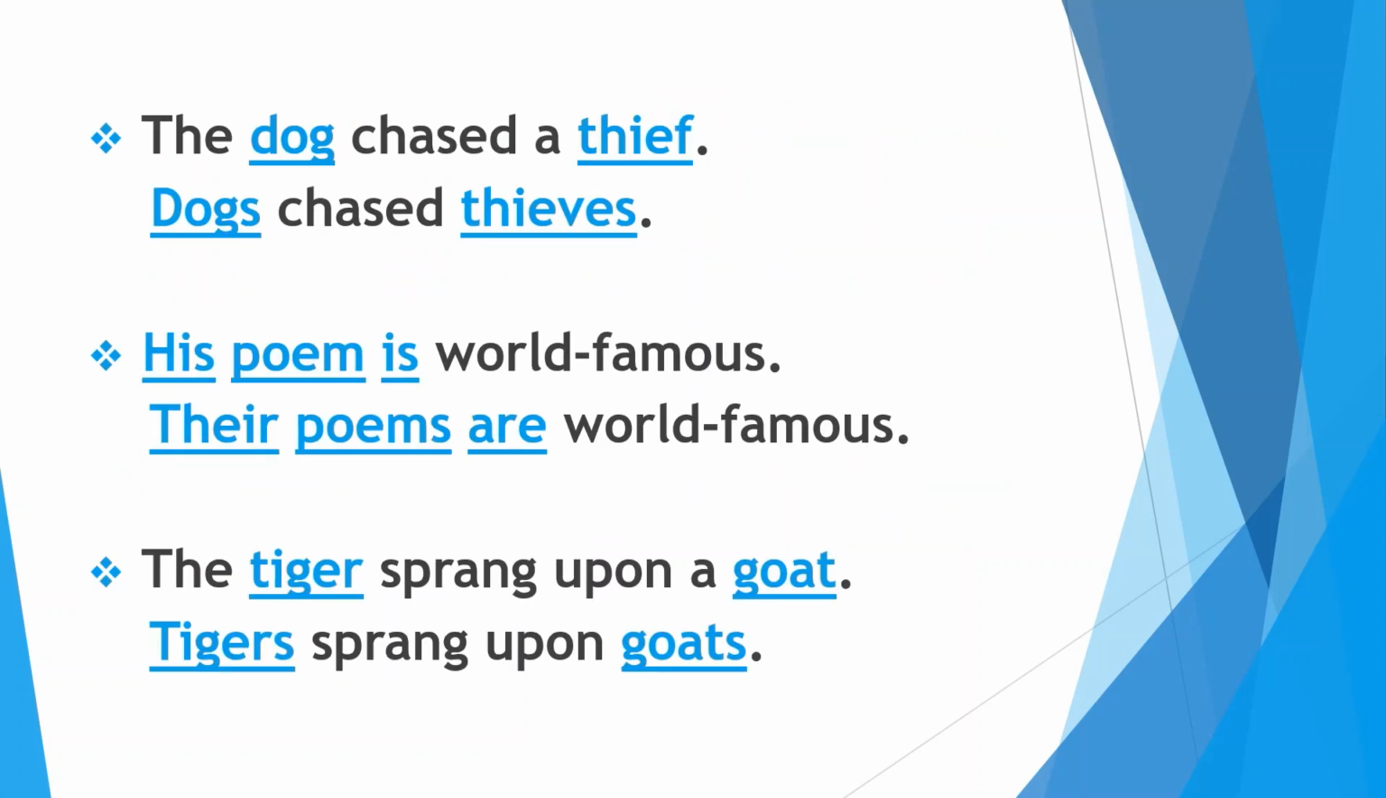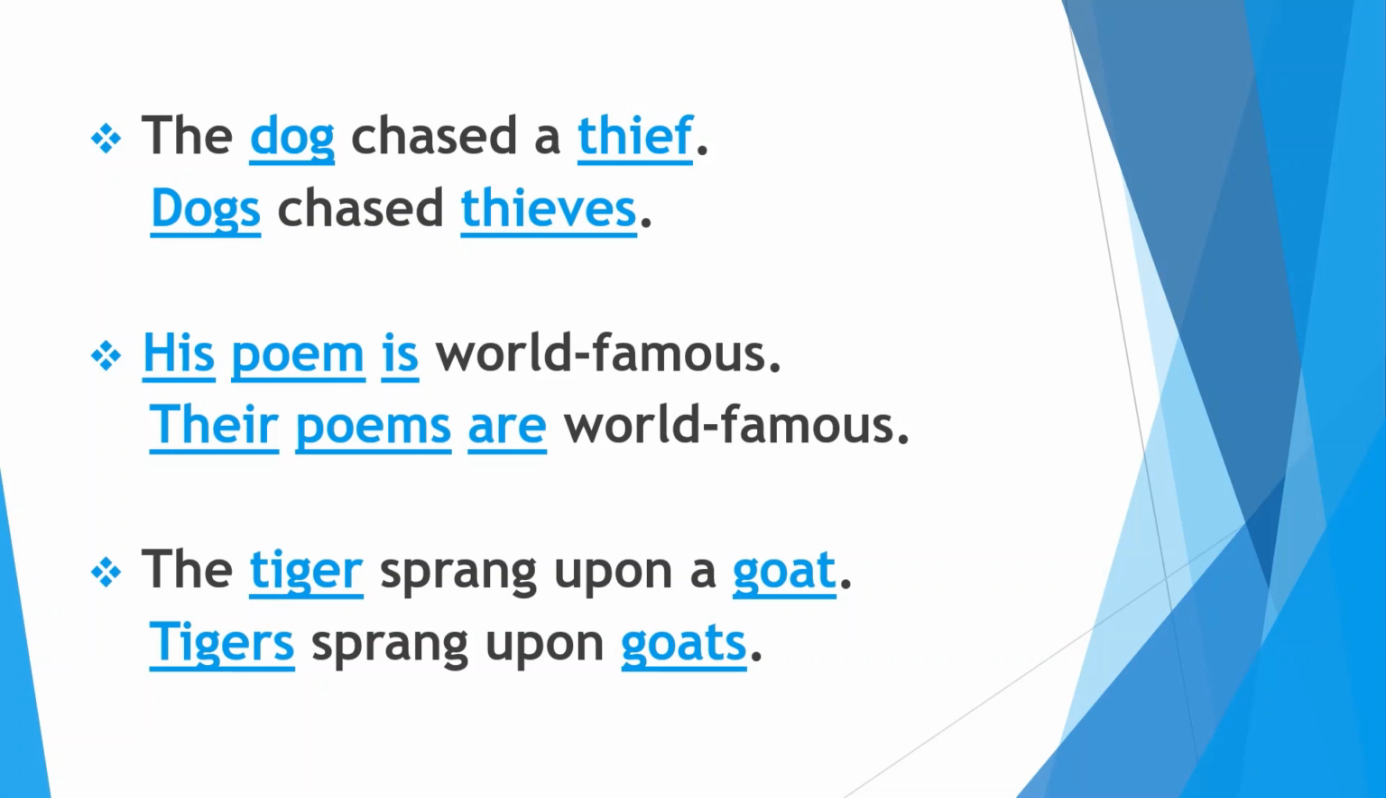Now see the next sentence. The dog chased a thief. In this sentence, you can see underlined words are nouns, that is dog and thief. These two words are nouns, and when you change this sentence into plural form, the sentence will be: dogs chased thieves. Means you can see that the plural form of dog is dogs. You have to just add s. Then the plural form of thief is thieves.